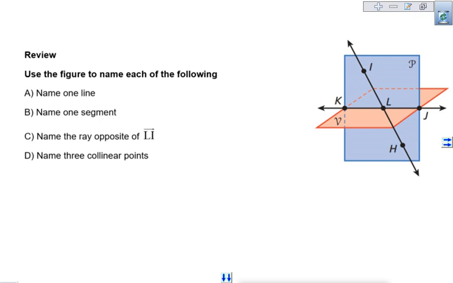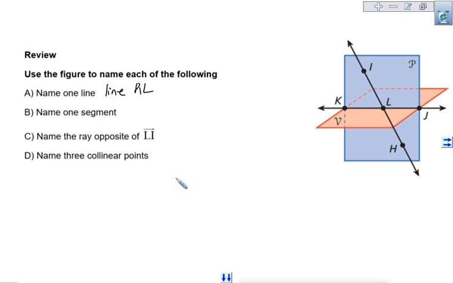Okay, now we're going to review a little bit from yesterday. We want to use our figure to name each of the following. And for, I believe, all of these, there's more than one answer. So on the first one, we want to name one line. Okay, remember to name a line, you have to have 2 points on the same line, not 3 points. So it's 2 points that you're looking for. You could say line KL. You could have also said line KJ, line IL, line IH.